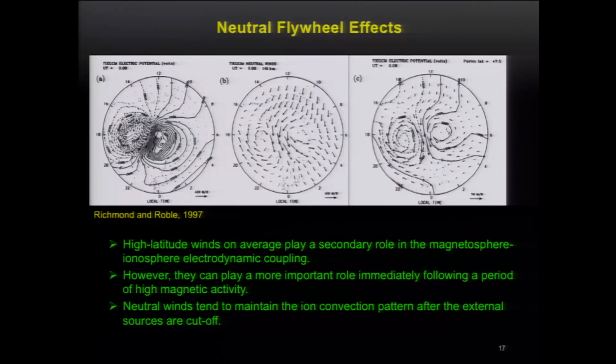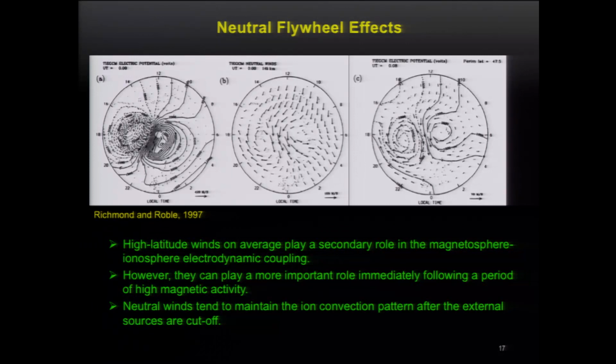Once the neutrals start to move, it's very hard to stop them. This is an experiment done by Richmond and Roble many years ago. This is a convection pattern imposed by increased cross-polar cap potential drop. And shortly after, you start to see a similar two-cell convection pattern, but in the wind. Okay. And then they turned off the external drivers.